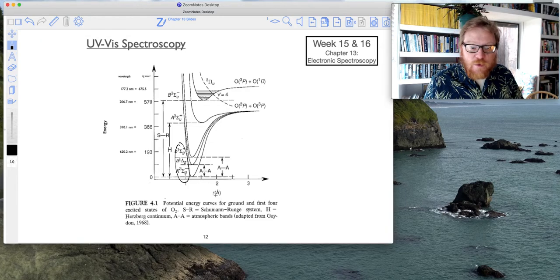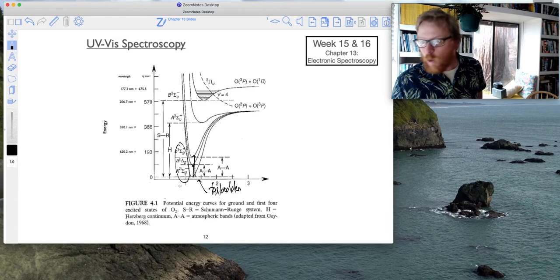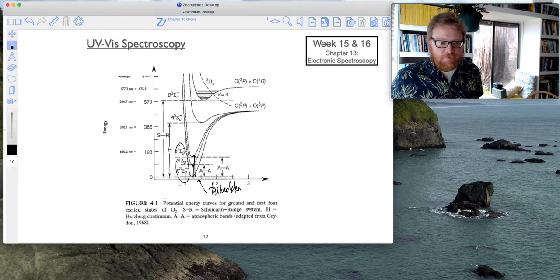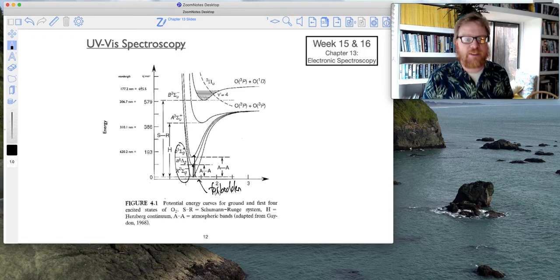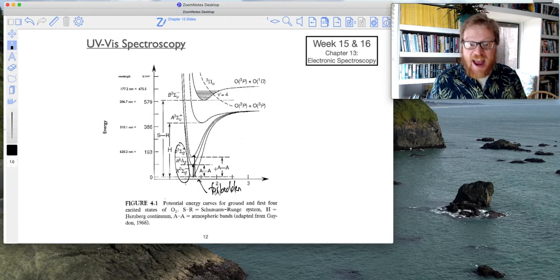And all of those, luckily for us, transitions from the ground state to any of these states are forbidden because of the different multiplicity, right? We can't go from a triplet to a singlet or a singlet to a triplet, okay? And so what I've done here on this potential energy scale, I've converted these into wavelengths. And so you can see in this region, this AA, that stands for atmospheric bands.